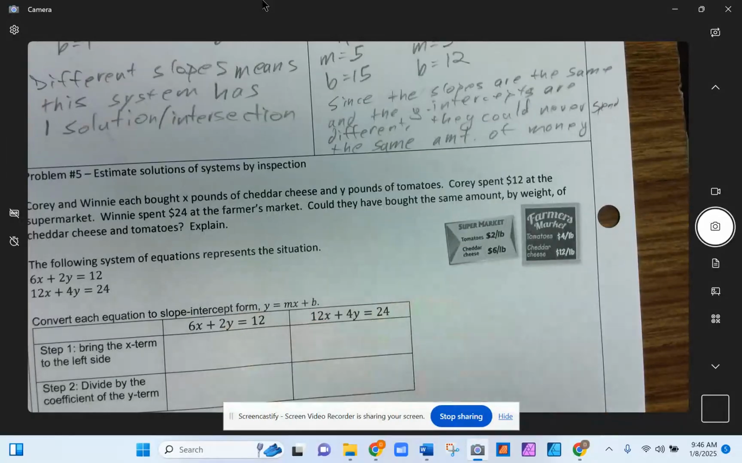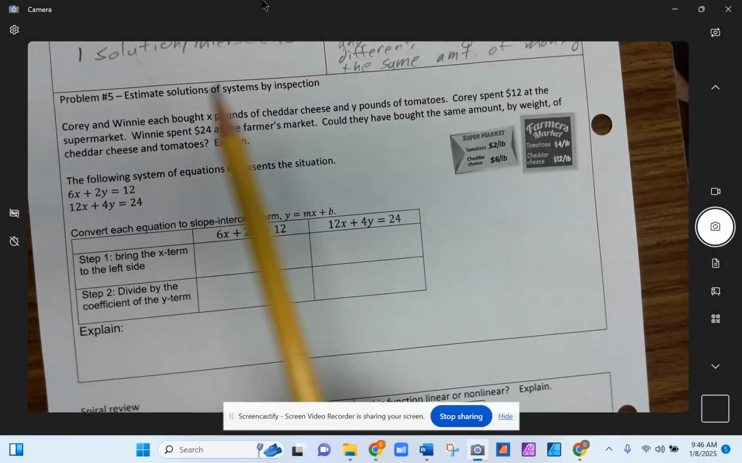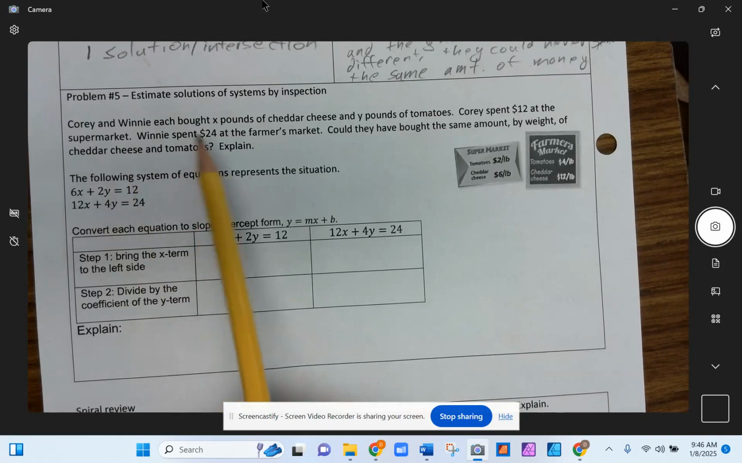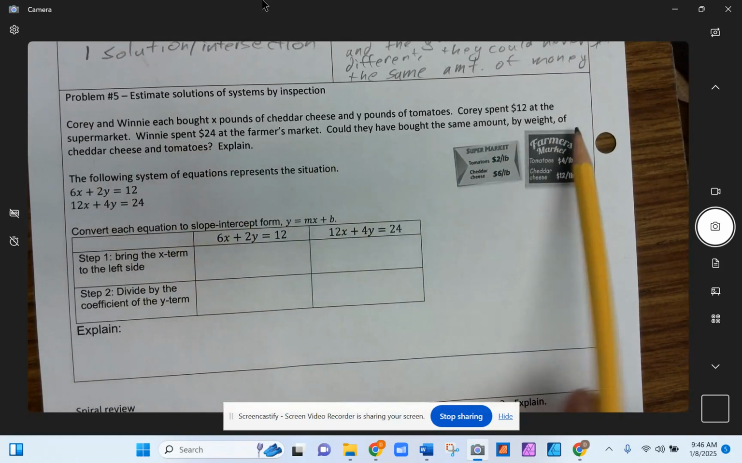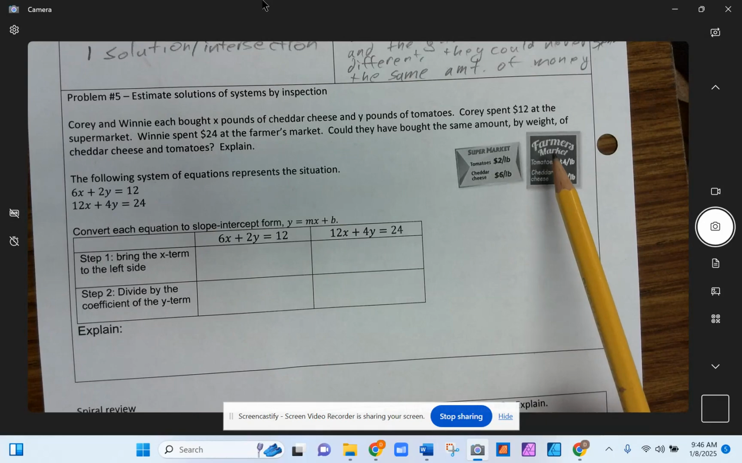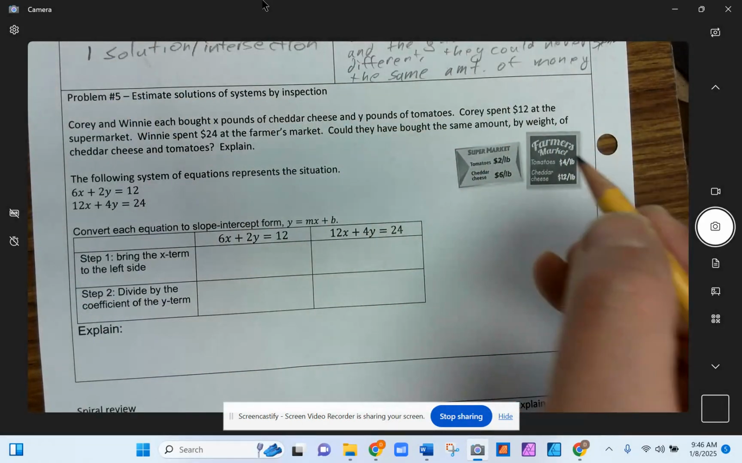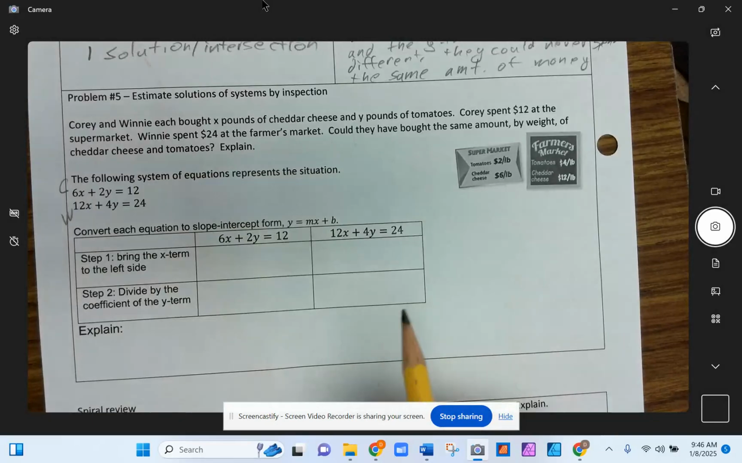So yeah, estimate solutions of systems by inspection. Corey and Winnie each bought X pounds of cheddar cheese and Y pounds of tomatoes. Corey spent $12 at the supermarket. Winnie spent $24 at the farmer's market. Could they have bought the same amount by weight of cheddar cheese and tomatoes? Explain. So these are the prices here for each one. Corey is right here, and then Winnie is right here. So those are the equations that represent it.